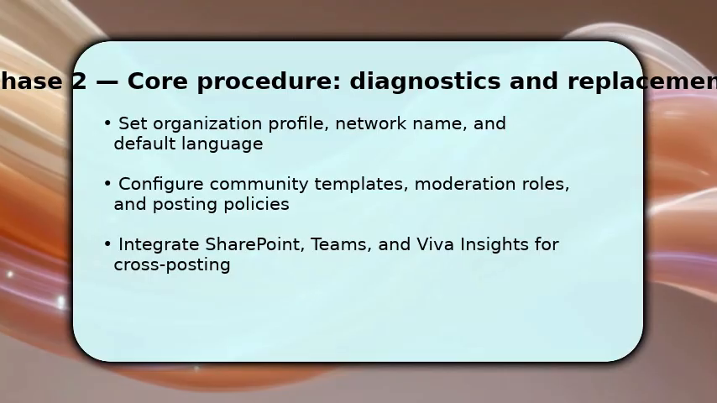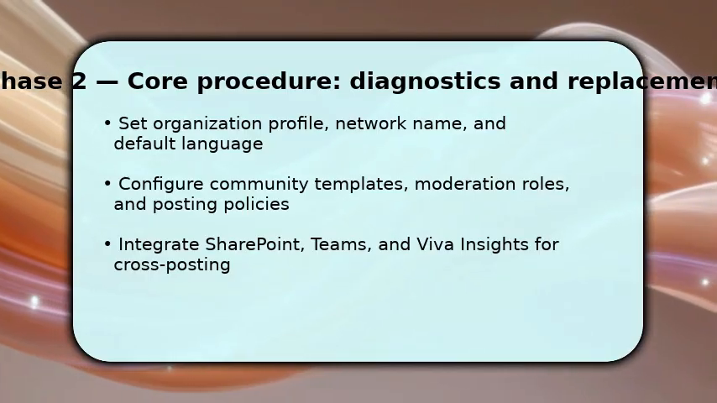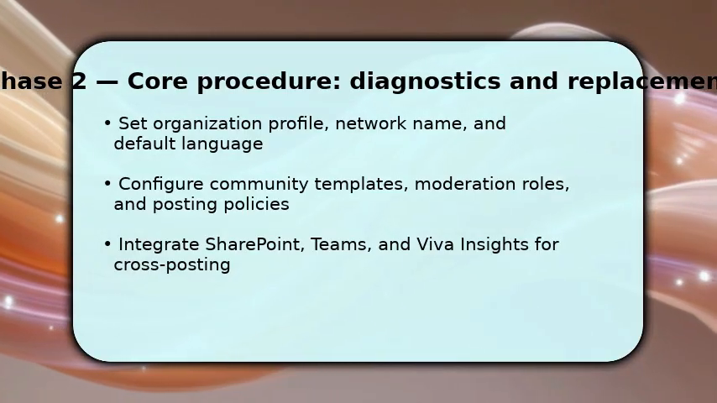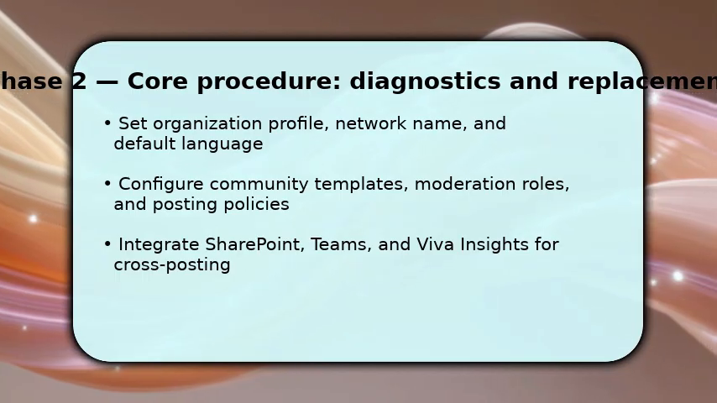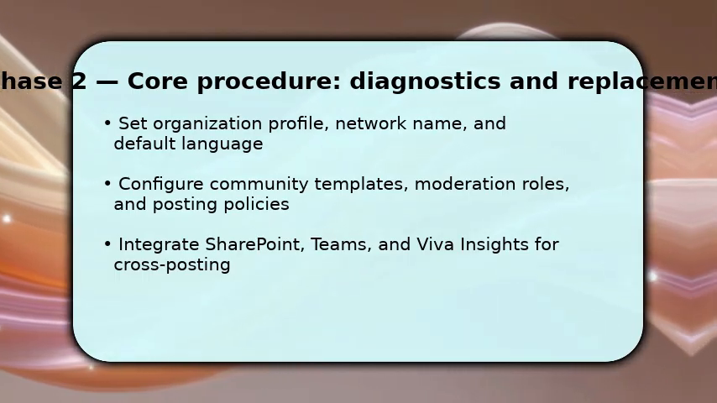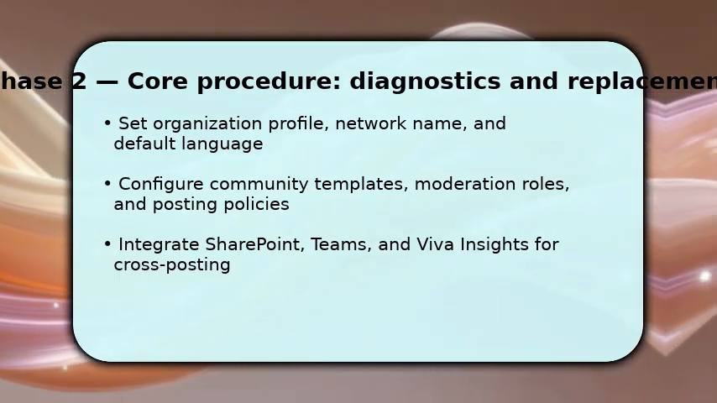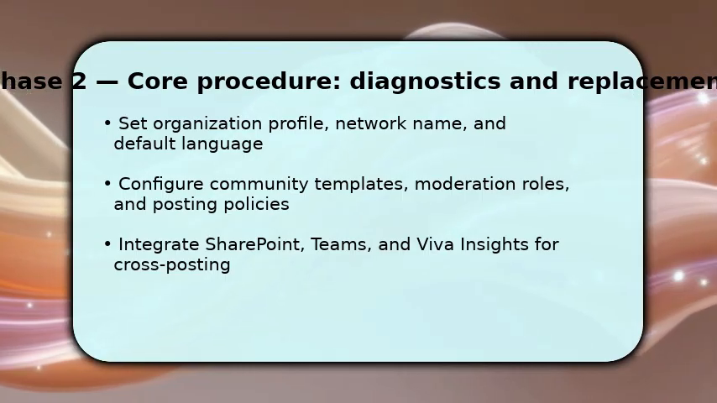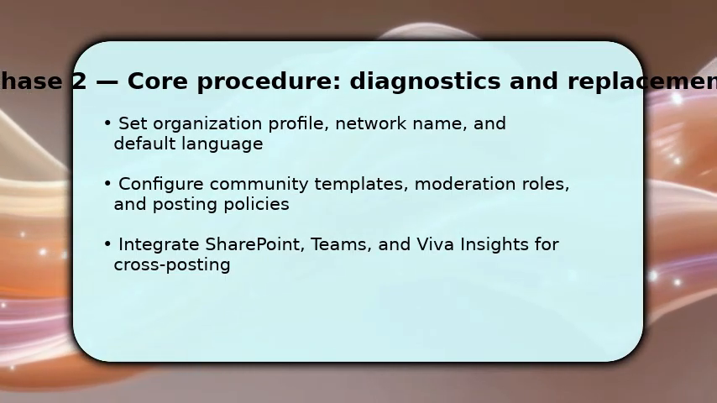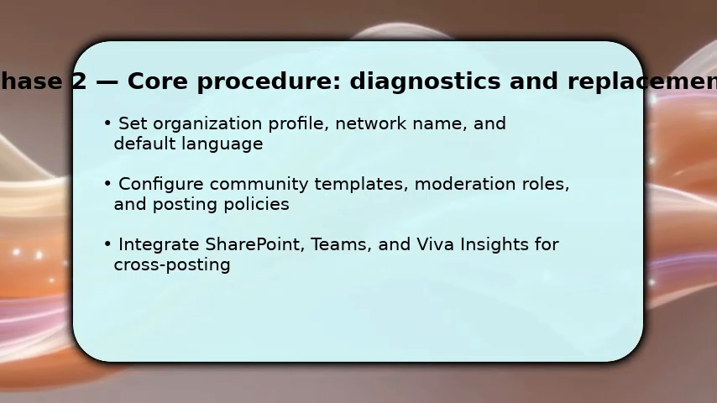This proves you can now configure the core settings that shape daily use. Go to the Viva Engage admin settings to set the organization profile, network name, and default language so people recognize the space. Then create community templates, assign moderation roles, and define posting and file policies.